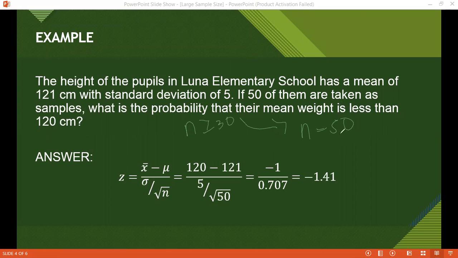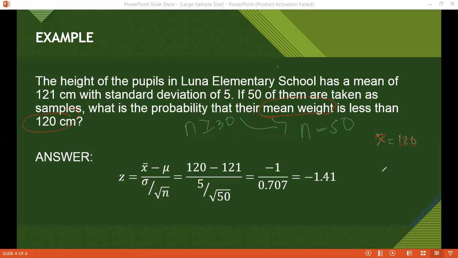Alright, let's identify the values. The sample mean is 120 centimeters. What is the probability that their mean height, ito yung sinabi, is less than 120 centimeters. So 120 yung ating sample mean.